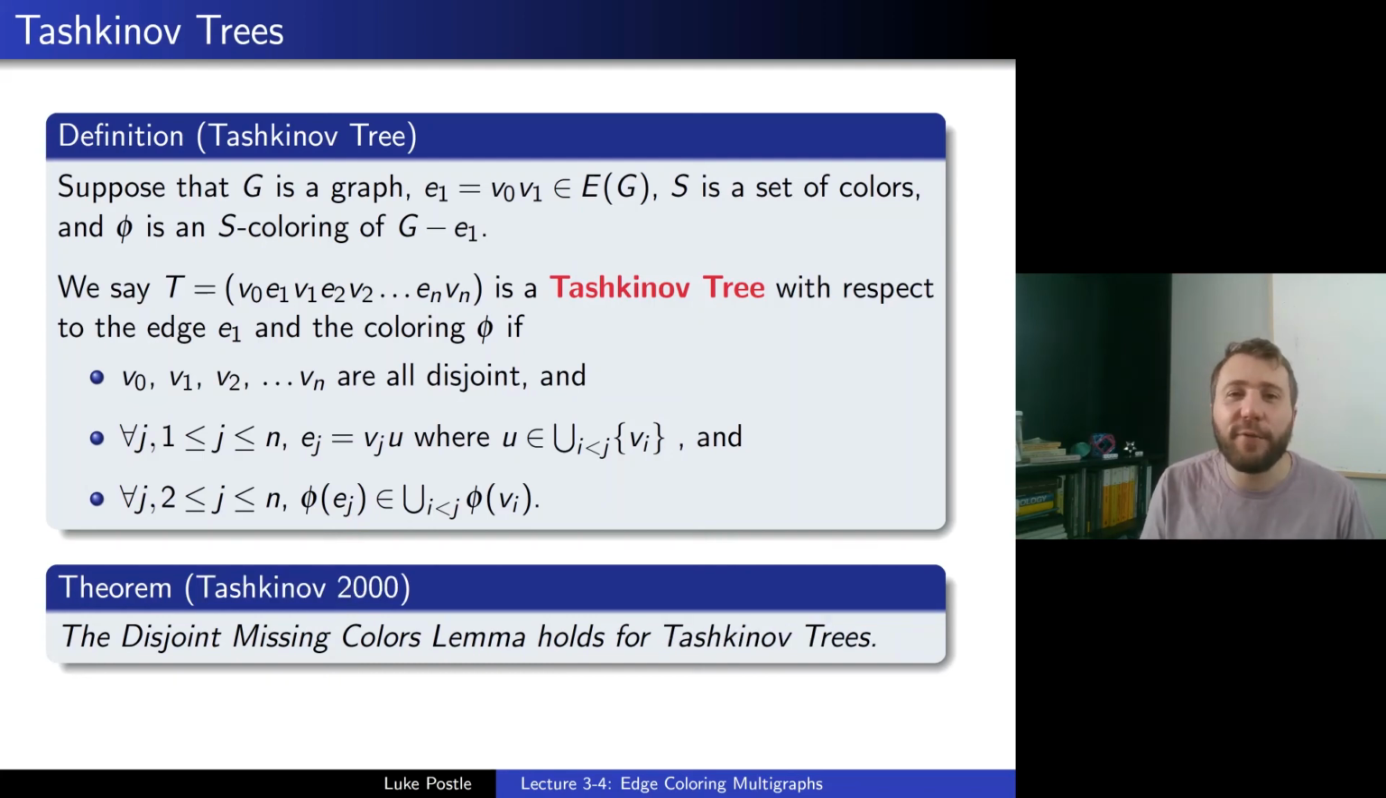Well, Tashkenoff in 2000 showed what's now called Tashkenoff's theorem, that the disjoint missing colors lemma holds for Tashkenoff trees, generalizing both Kierstead and Vizing's results. So while Vizing's has a really nice proof, and Kierstead's also has a nice, similarly elegant induction proof, Tashkenoff's, while structural and inductive, is much more complicated. It runs about 20 pages.